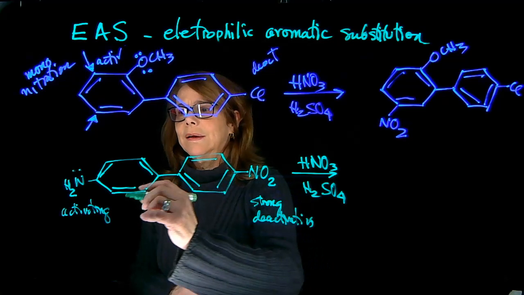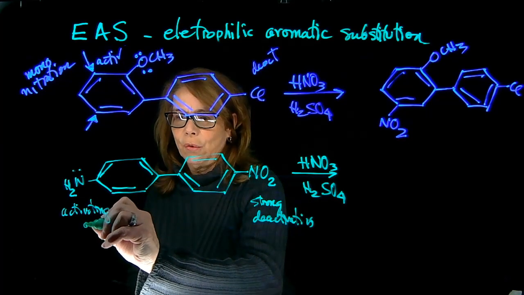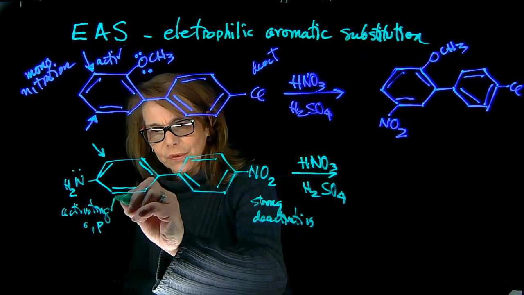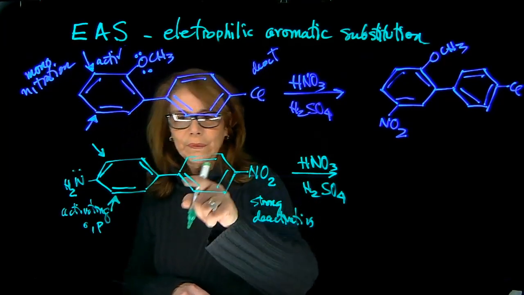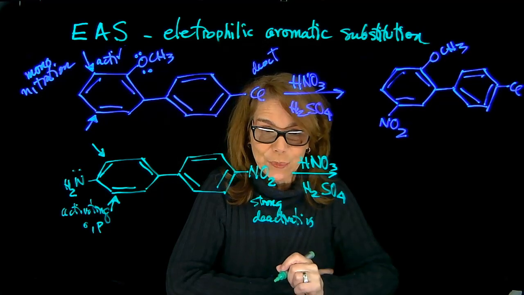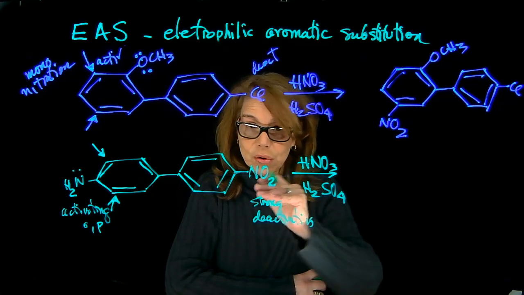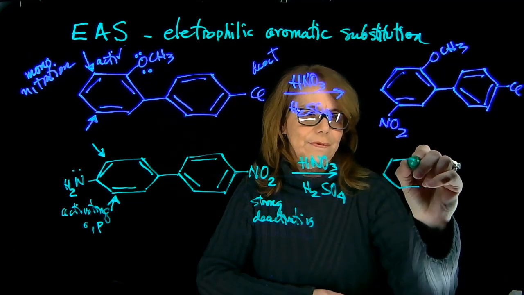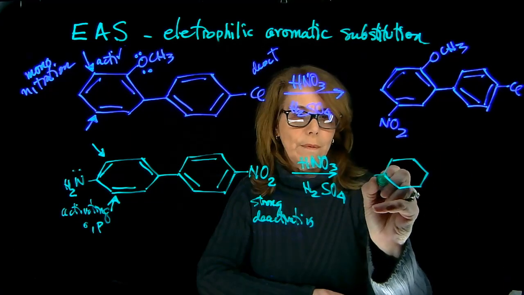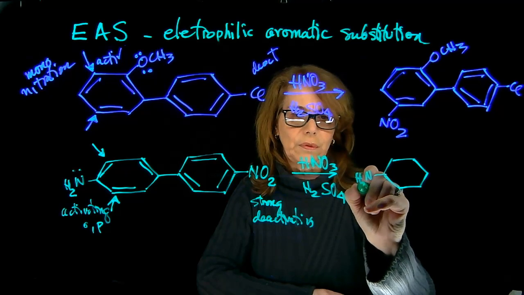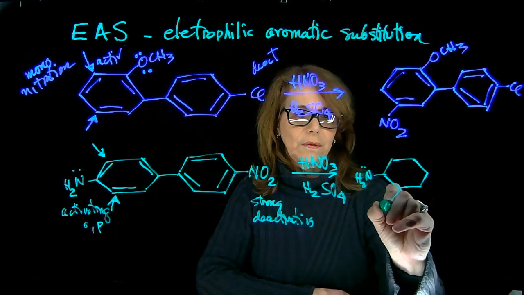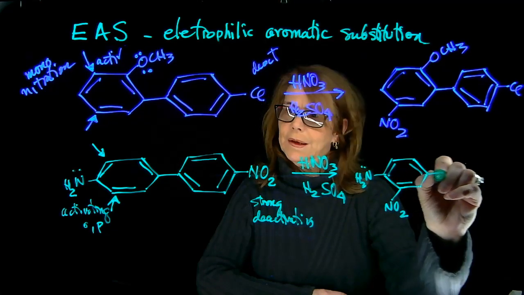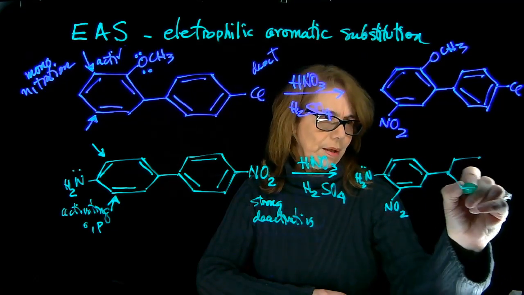This group directs ortho-para, so ortho to the amino group, these two arrows, and the para position is occupied already, so you have only one possible product. The two ortho positions to the amino group are identical, so I am going to install the nitro group here. And you have only that one product.